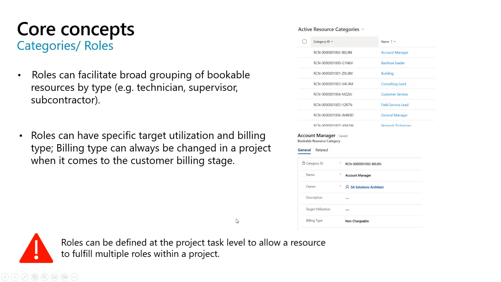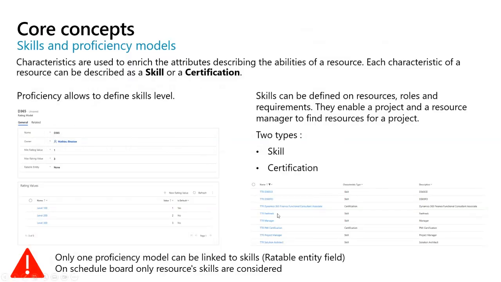So now we can talk about skills and characteristics. Characteristics help you to describe the ability of your resources. It helps you to find the right resources for your project, as do roles and type. We have two types of skills, skills and certification. You can define the proficiency level for each one, but only one is available, which we define on the organization unit, which will be the rateable entity field. Be careful: on the scheduling board, only resource skills are considered.